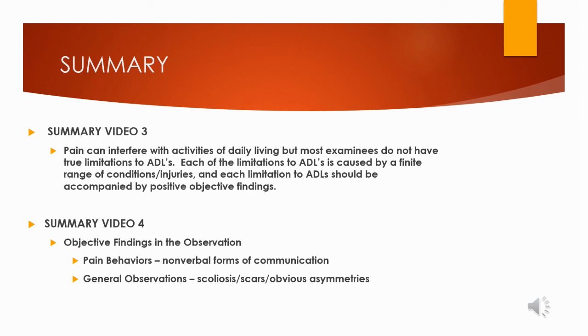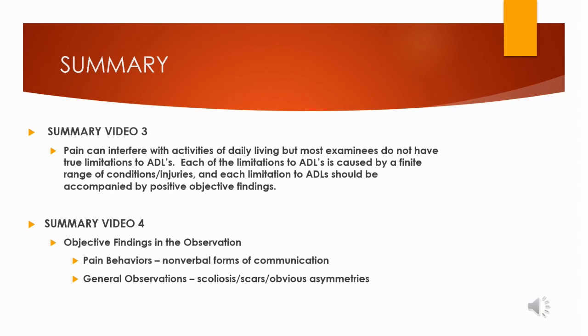Finally, in our last session on session number 4, we talked about objective findings in the observation of the examinee. So in beginning the physical examination with your examinee, the first step to any physical examination involves simply observation. And there are many true positive physical examination findings that you can discern and detect simply through observation of the examinee. So we talked about the various forms of pain behaviors that are described in the AMA guides.